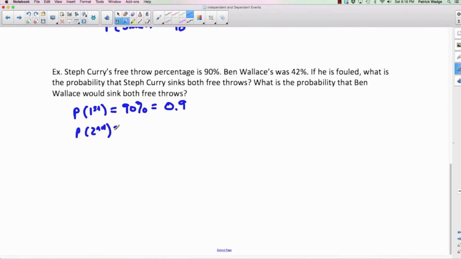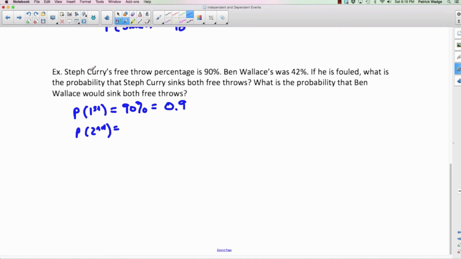Well, does the fact he got the first one impact how he does in the second one? You could probably argue yes, it does, right? You could probably argue he's more confident if he gets the first one or something like that. But let's just pretend for this question that it's independent. Whether he makes or misses the first one, it doesn't impact the second one.